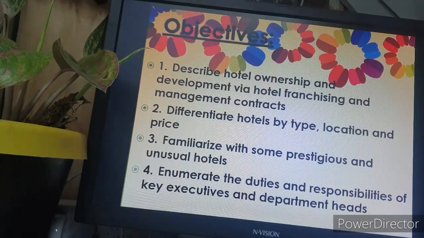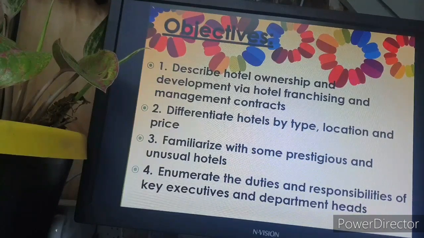Next in line, number 3, familiarize with some prestigious and unusual hotels. We will discuss amazing hotels, the unusual hotels. We have the Hello Kitty hotels, we have the Salt Hotel, we have the Burj Al Arab, and of course here in our country we have the 6-star hotel, the Maxims Hotel.